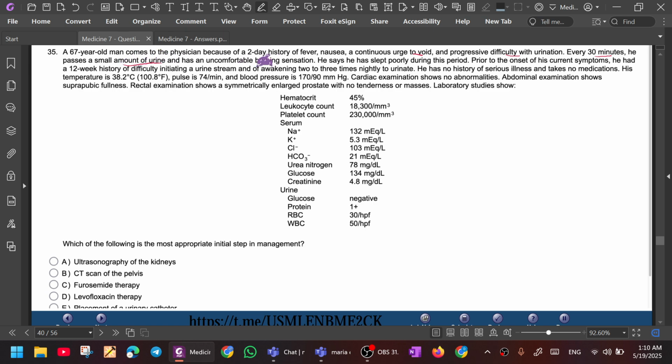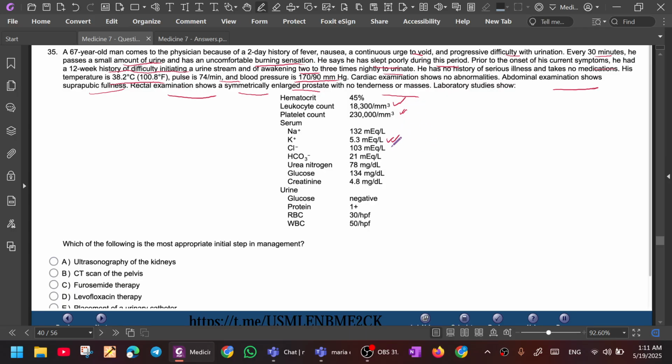Prior to the onset of his current symptoms, he had a 12-week history of difficulty initiating urine, a weak urine stream, and awakening 2 to 3 times a night to urinate. He has no history of serious illness, takes no medication. Temperature is high. Pulse is normal. BP is high. Cardiac exam is fine. Abdominal exam shows suprapubic fullness. Rectal exam shows a symmetrically enlarged prostate with no tenderness or masses.